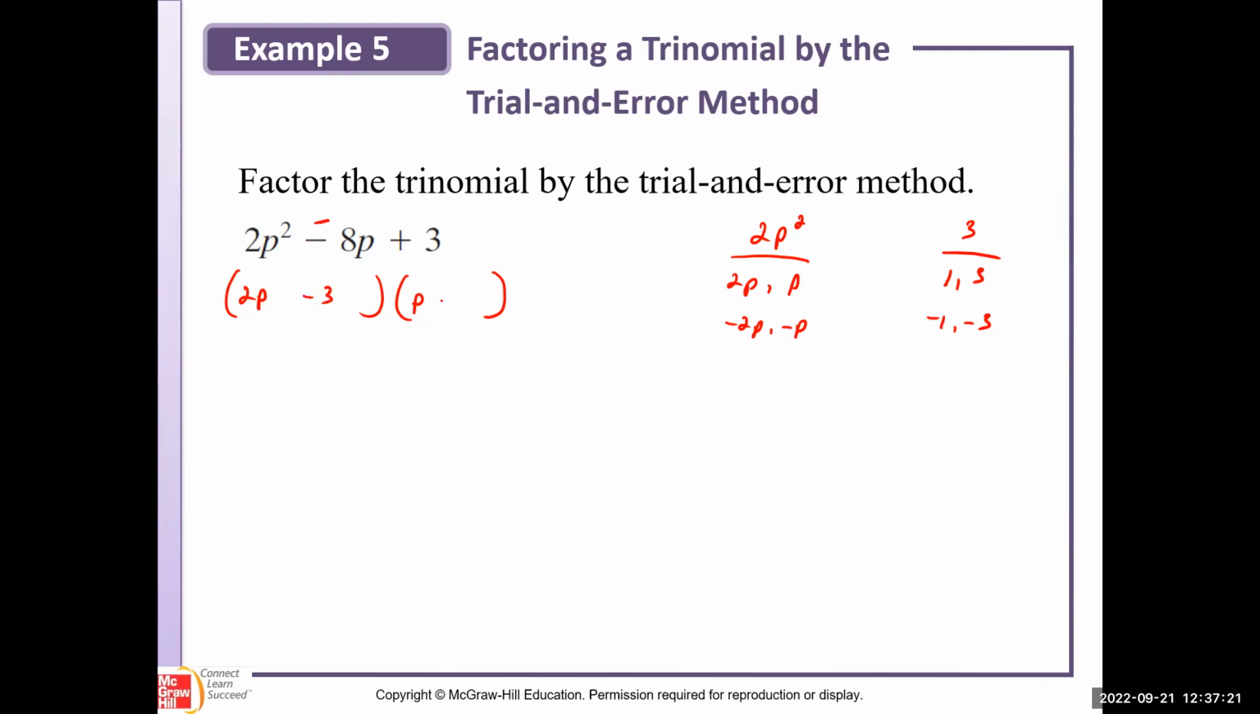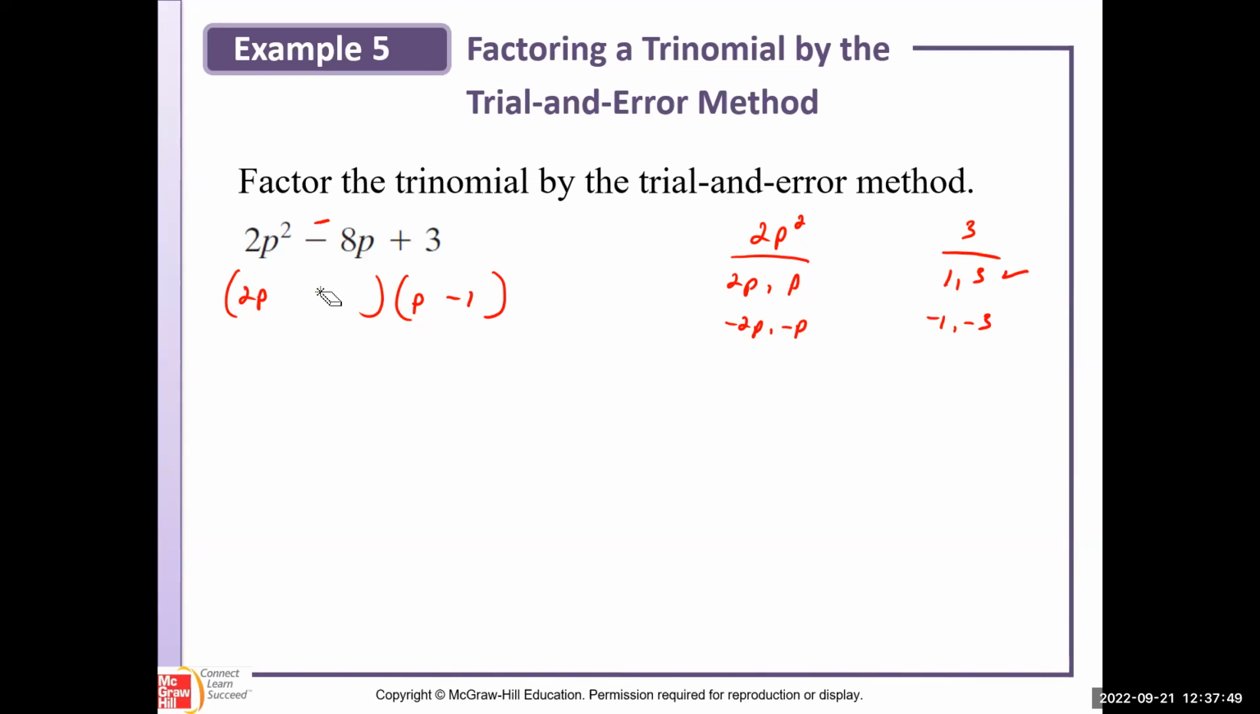And I'm going to try the -3 and the -1. So 2p times p again is my 2p squared. 2p times -1 is -2p. -3 times p is -3p, and then that's a +3. But that's going to give me a -5p. And so at this point in time, when I look at what I have left, which is a +1 and 3, that's not going to work, right? Because I need a -8.